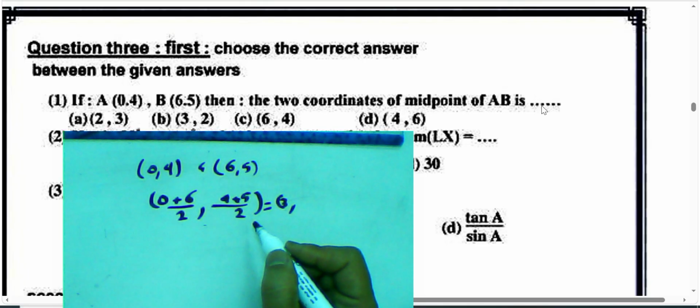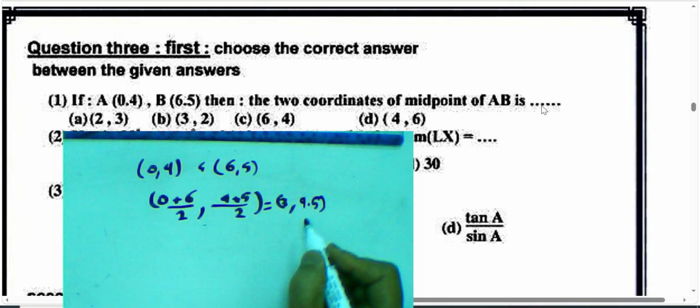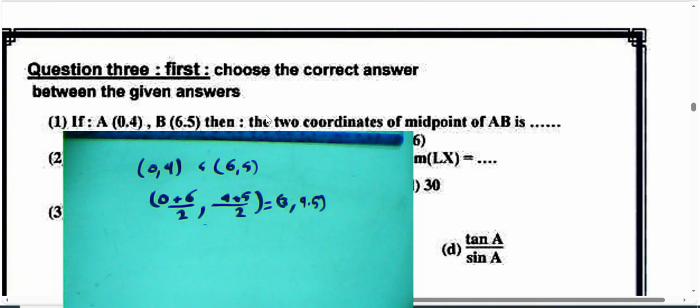The coordinates of the midpoint of AB, we have 9 divided by 2, it will be 4.5. He asked the coordinates of the midpoint of AB. We have 0 and 4 and 6 and 5. 5 plus 4, 9 divided by 2. Okay, that's what we have, 0 and 4 and 6 and 5. The coordinates of the midpoint of AB will be this point.